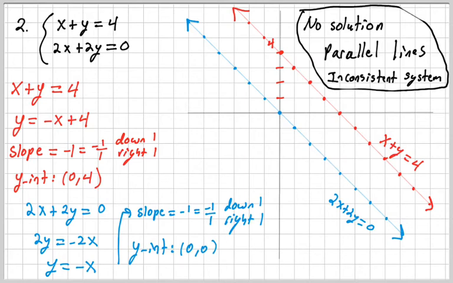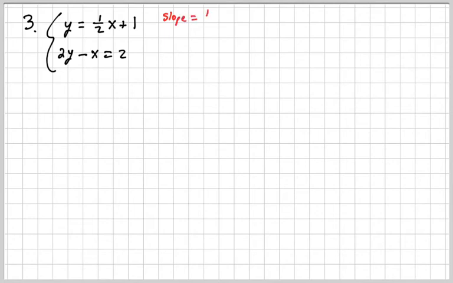All right, let's look at one more. We're going to graph y equals 1/2 x plus 1 and 2y minus x is equal to 2. The first equation, y equals 1/2 x plus 1, is already in mx plus b form. The slope is equal to 1/2. So you're going to go up 1 and right 2, pardon me. And then your y-intercept is going to be 0, 1.